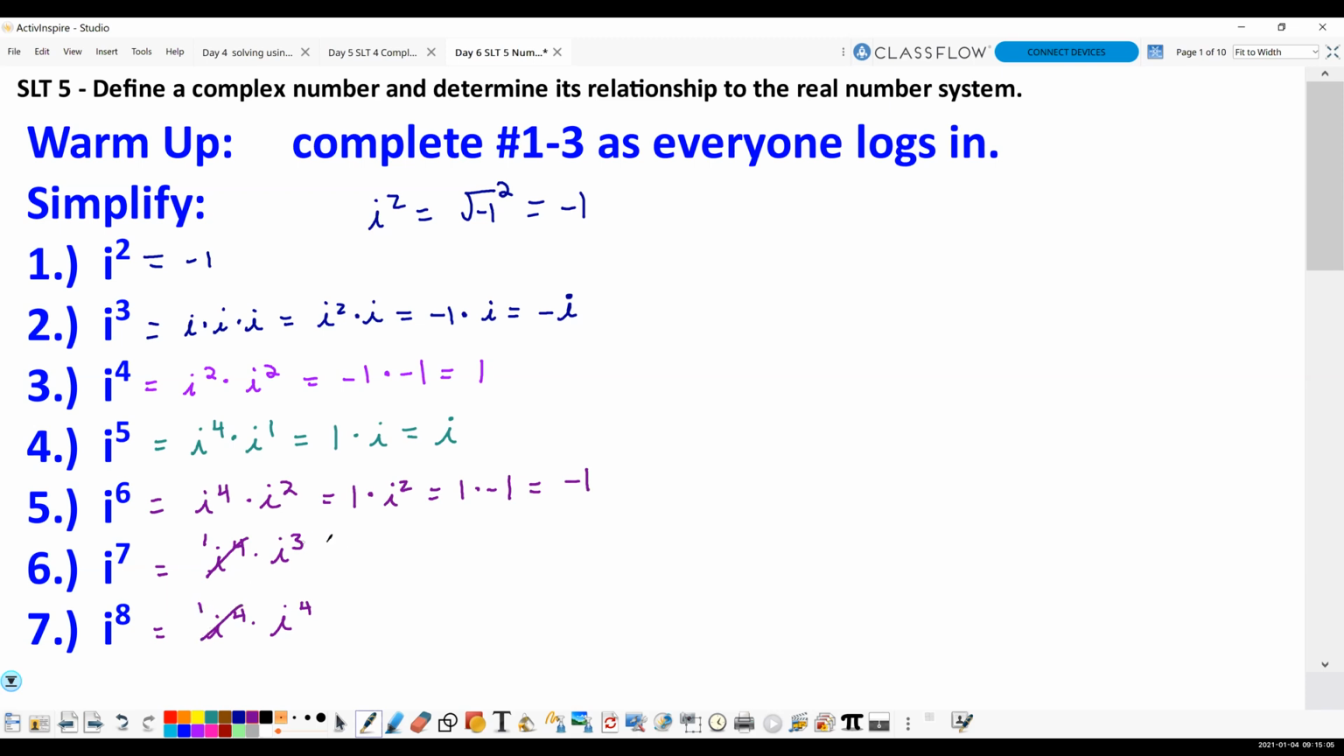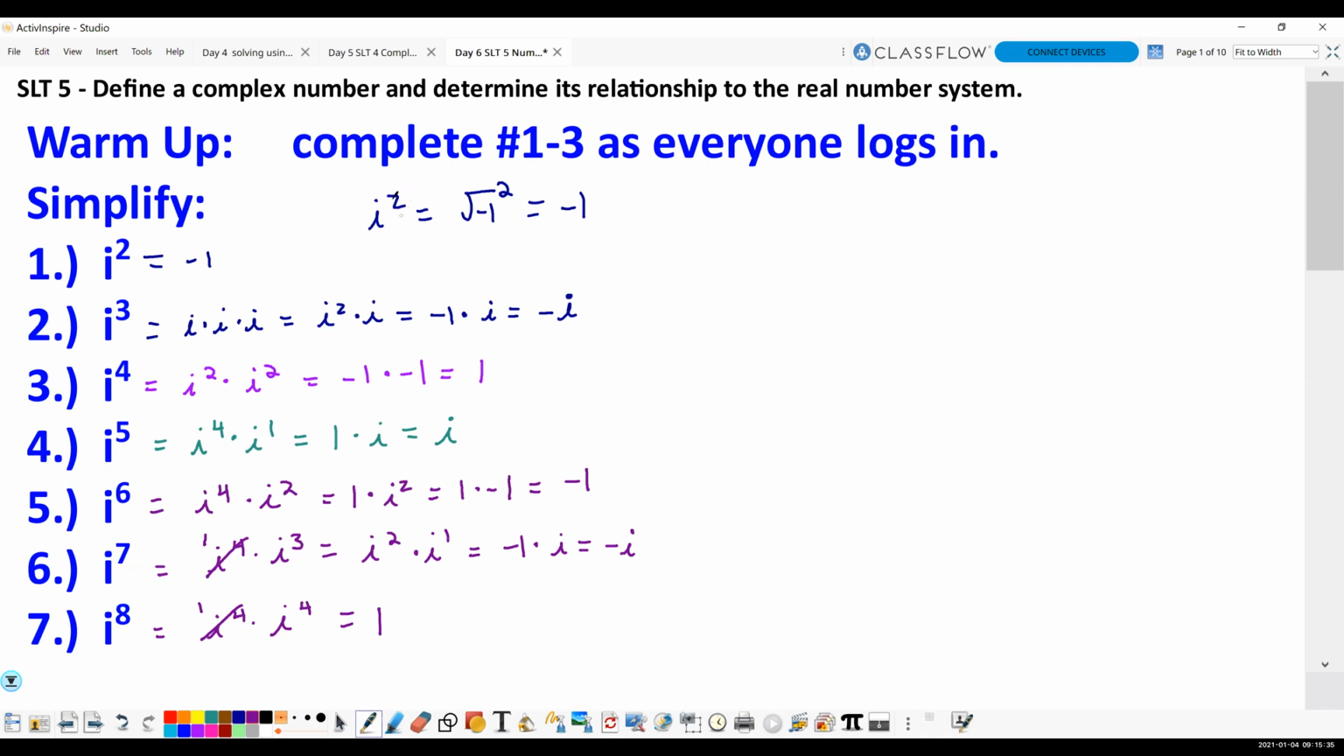Now, i to the third, I did up here, but just as a reminder, that's going to be i squared times i, because 2 plus 1 would give me the 3. Those exponent rules, they just never go away. i squared is -1 times i, and so i to the seventh is -i. And then i to the eighth, well, this is just 1 times 1.